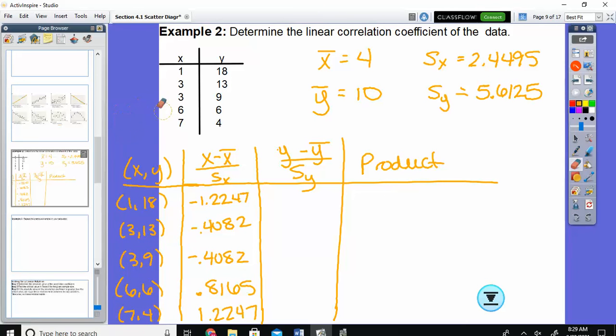So now for my y column. For the first one, I do my y value. My first y value was 18 minus the mean of my y's was 10 divided by standard deviation for y, 5.6125. So for the next one, all you do is change that 18 to a 13.